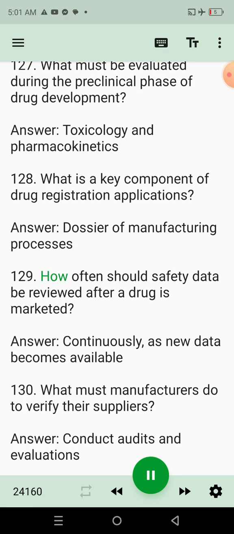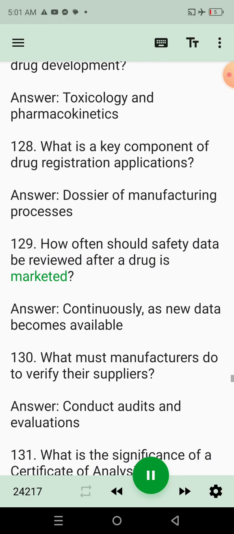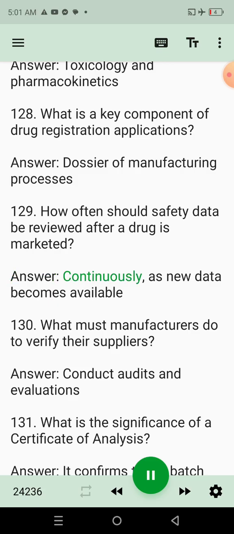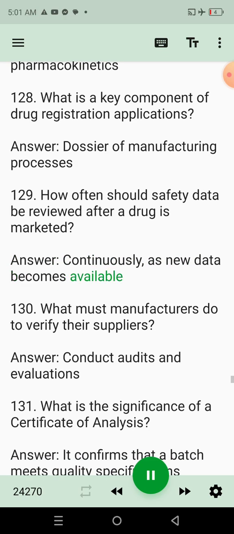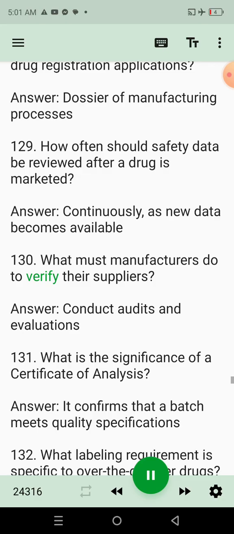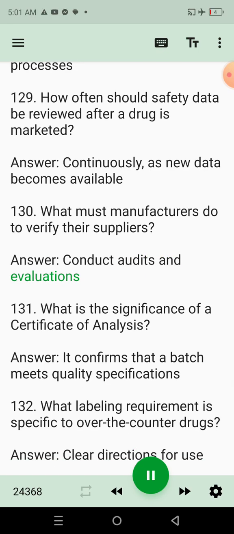129. How often should safety data be reviewed after a drug is marketed? Answer: continuously, as new data becomes available. 130. What must manufacturers do to verify their suppliers? Answer: conduct audits and evaluations.